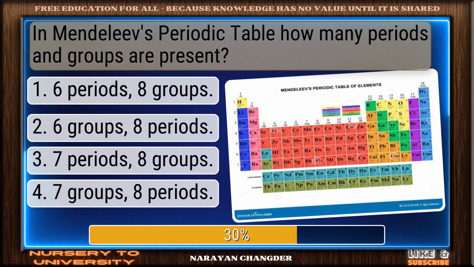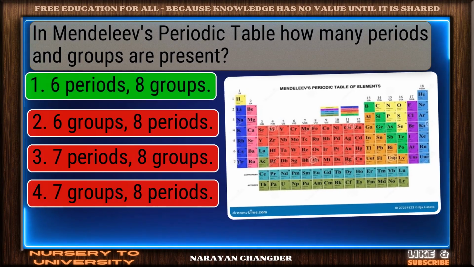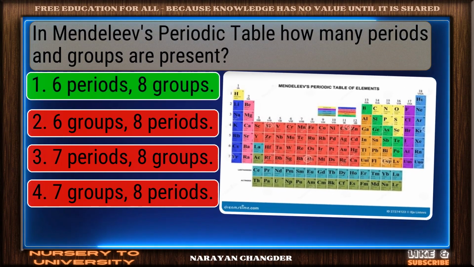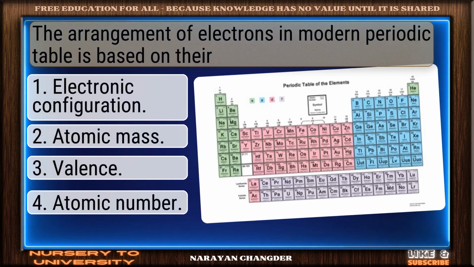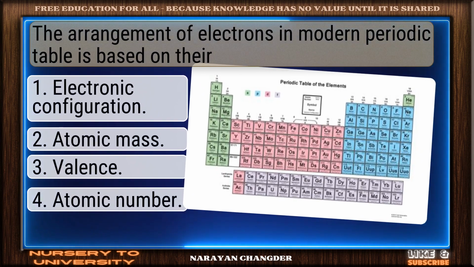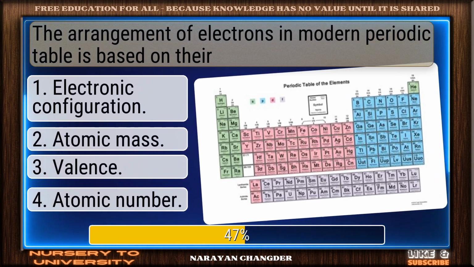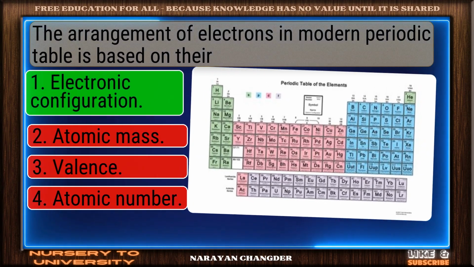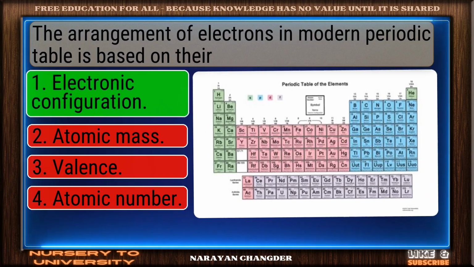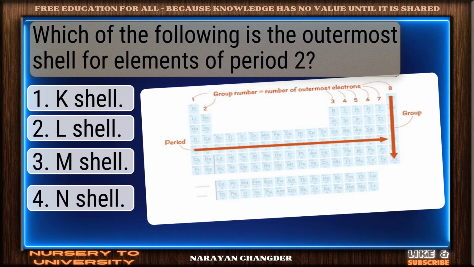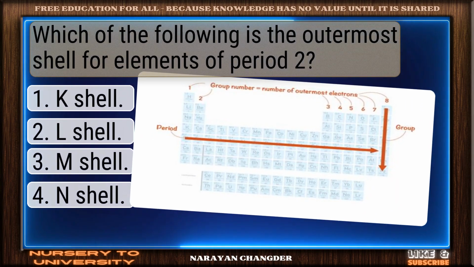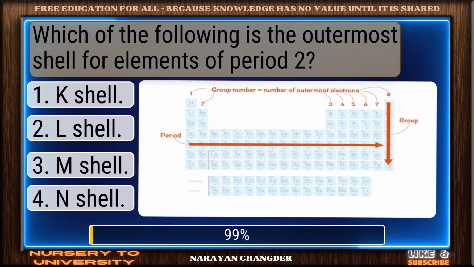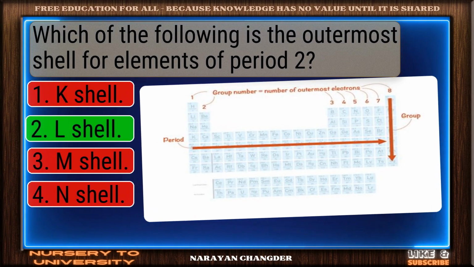Smart move. 6 periods, 8 groups is the accurate answer. The arrangement of electrons in the modern periodic table is based on their... Correct response. Electronic configuration is accurate. Which of the following is the outermost shell for elements of period 2? Good job. L shell works well.